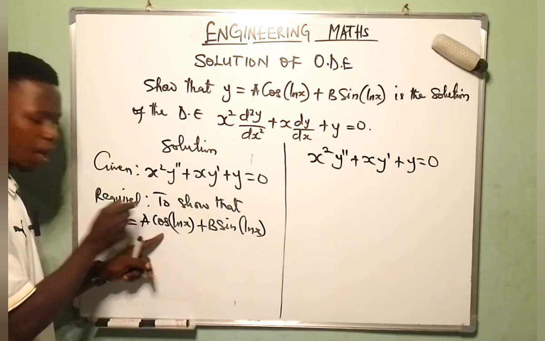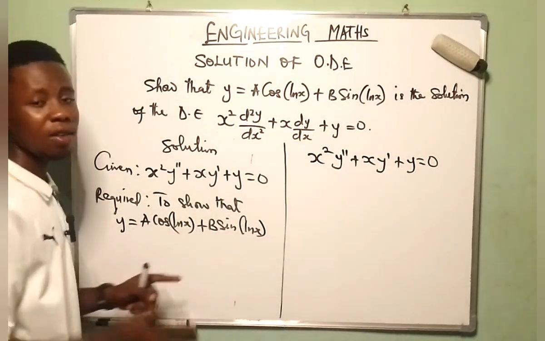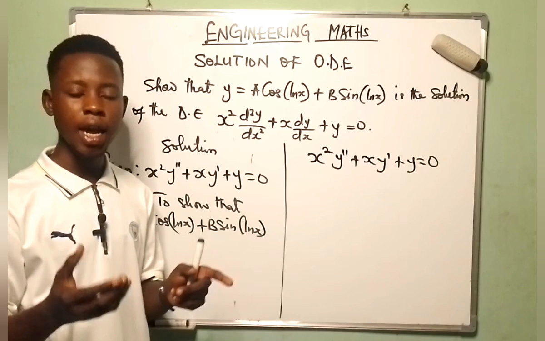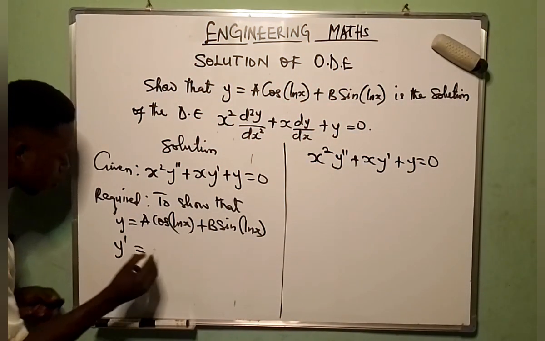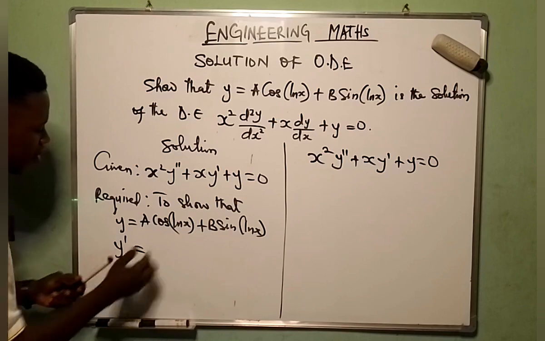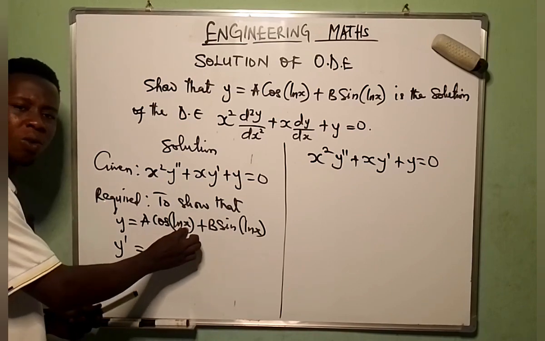Now how do we differentiate this? This leads us to the chain rule, which gives y prime is equal to, if you differentiate cos here, you are also going to differentiate what is inside.